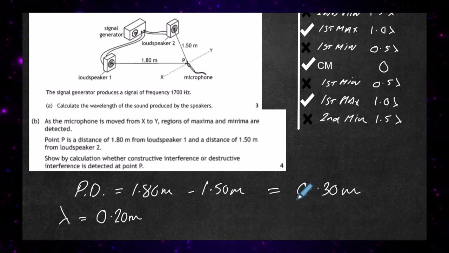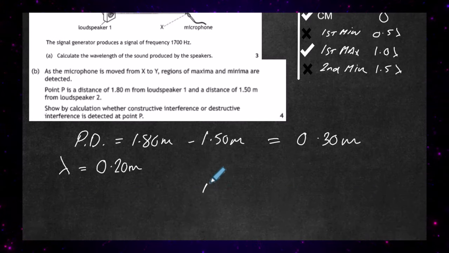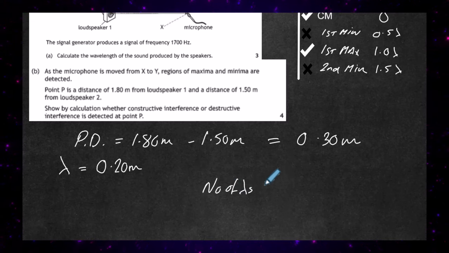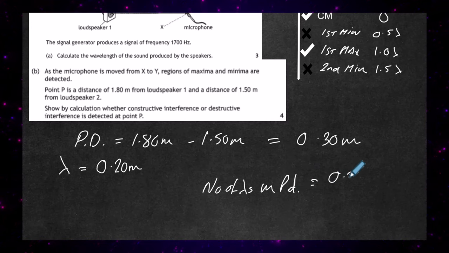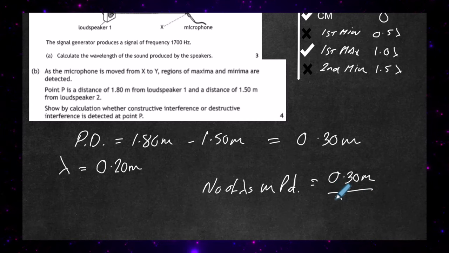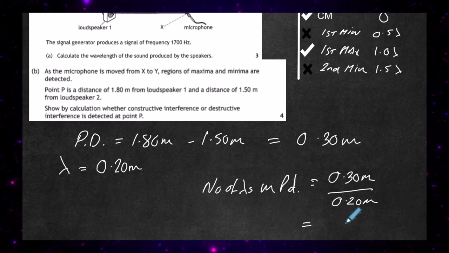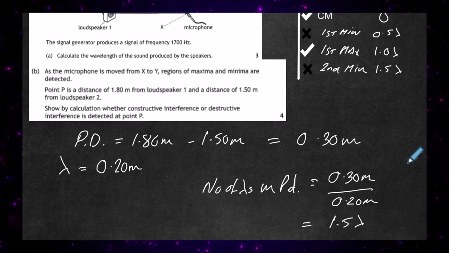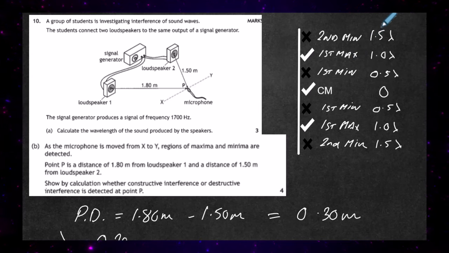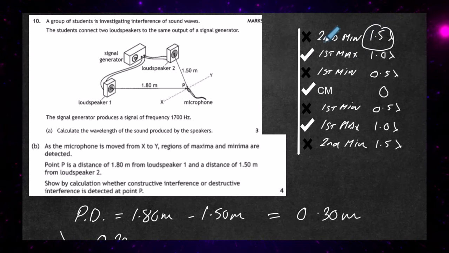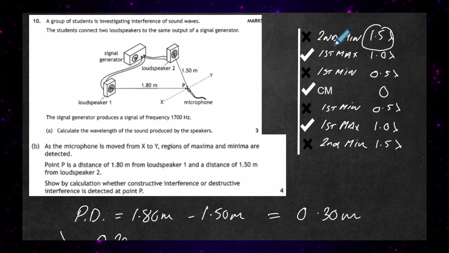So how many wavelengths are in the path difference? That's really what we're trying to find out here. So the number of lambdas in the path difference is going to equal the actual path difference, 0.30 meters, divided by what one wavelength is. And you can see we're going to get a value of 1.5 wavelengths. So that path difference is 1.5 wavelengths. Now if we go to our cheat sheet, if we can call it that, 1.5 wavelengths is the condition for the second minimum. And that means you'll hear no noise there. So we're going to have destructive interference at point P.